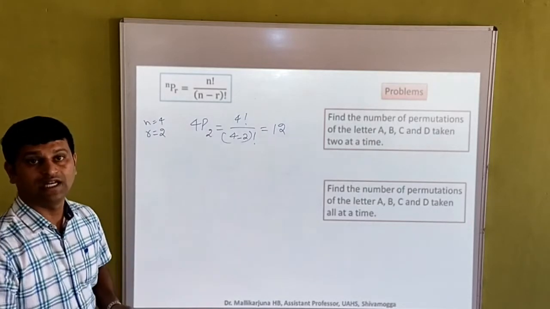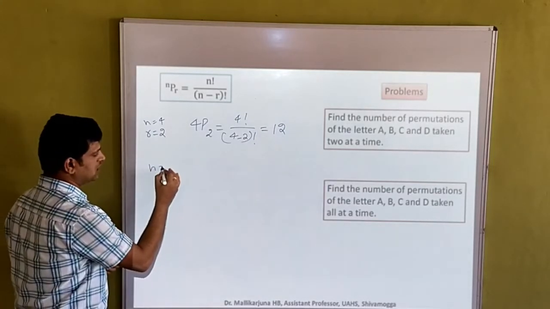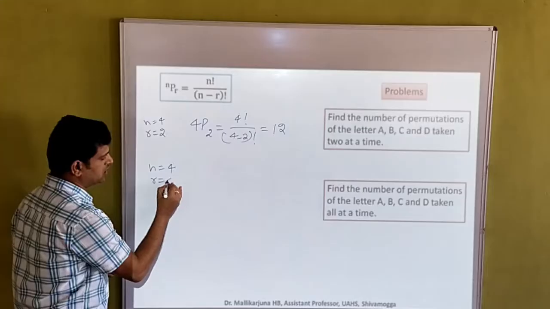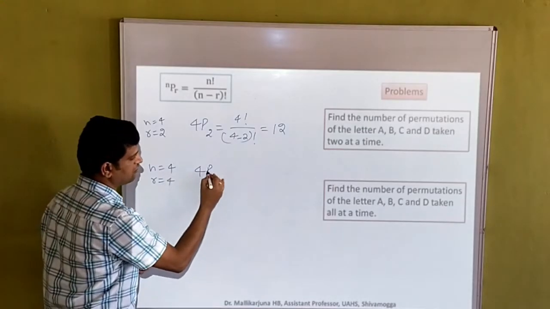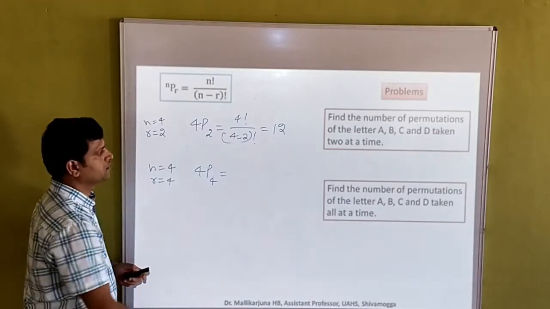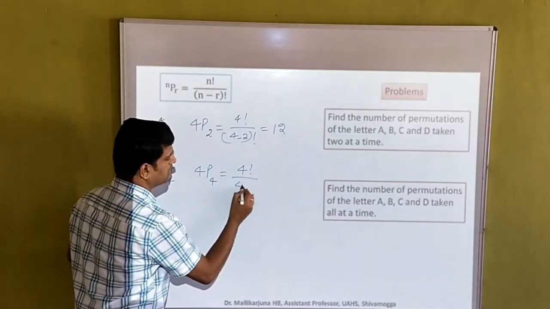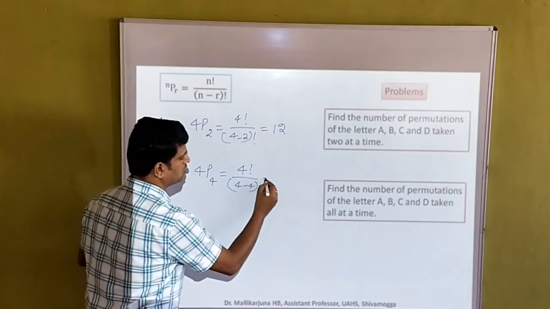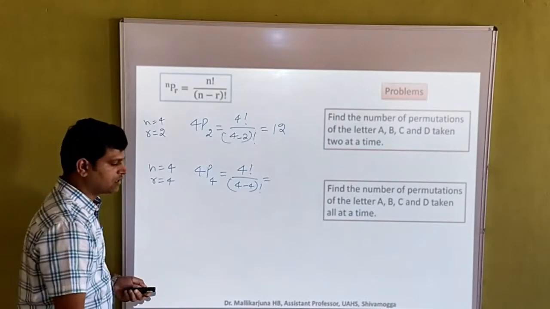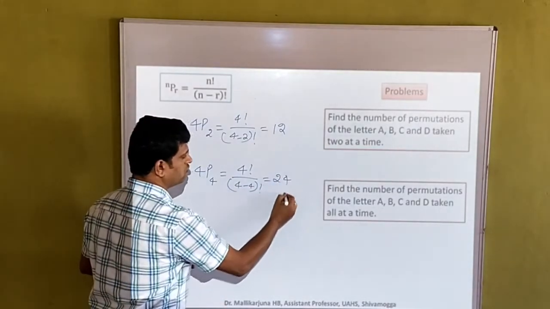Then another problem: find the number of permutations of the letters A, B, C and D taken all at a time, all the letters at a time. In that case, n is 4, r is 4. So 4P4 is 4 factorial divided by (4 minus 4) factorial. In the calculator you can get 4P4, that's 24.